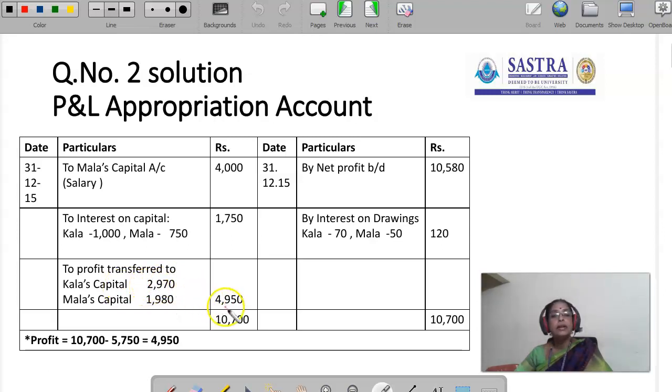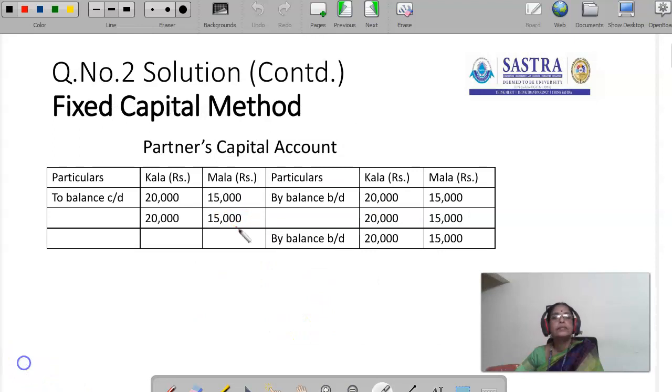So 4,950 into 3 by 5 is 2,970, and Mala's is 4,950 into 2 by 5, that is equal to 1,980. In this way, we have to prepare the P&L appropriation account. So that is how it follows the fixed capital method.